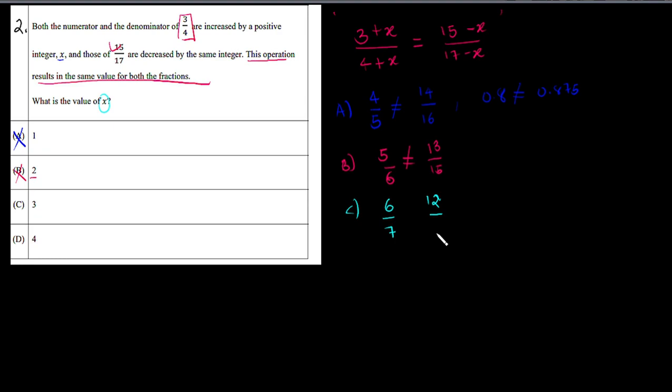Now we can easily see that this fraction is nothing but simply 6 by 7, because this 12 is 6 times 2 and this 14 is 7 times 2. So we can cancel out this 2, and this 6 by 7 is exactly the same as this one. So those two fractions are exactly identical. In other words, if x takes the value 3, then this equation is going to be correct. So option C is satisfying this condition. In other words, option C is the right answer for this question.